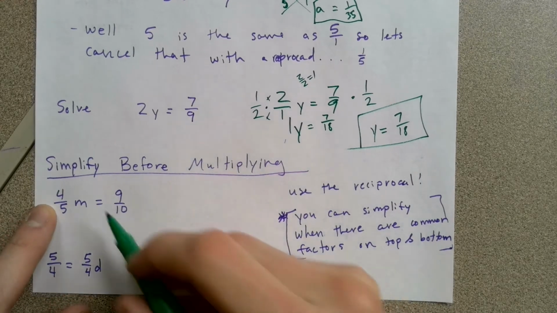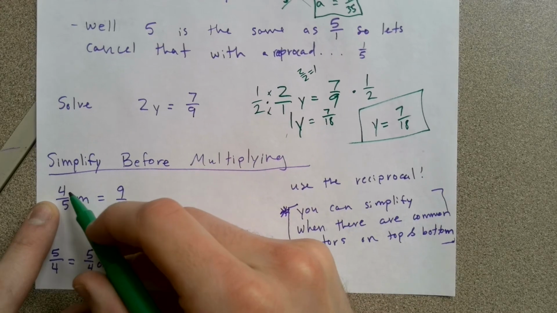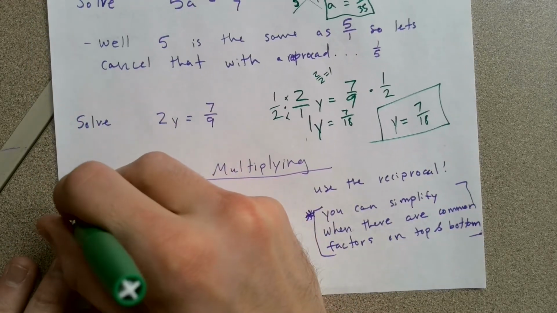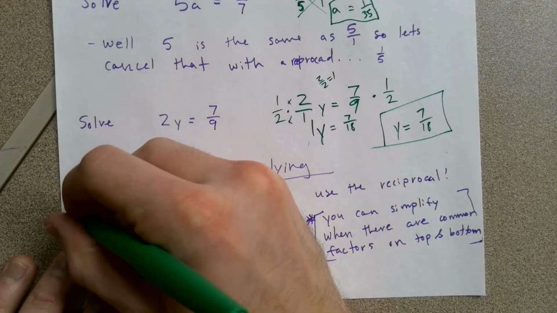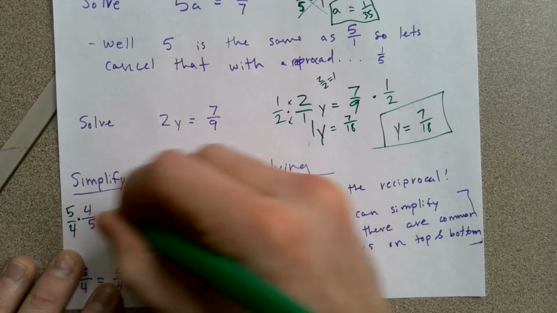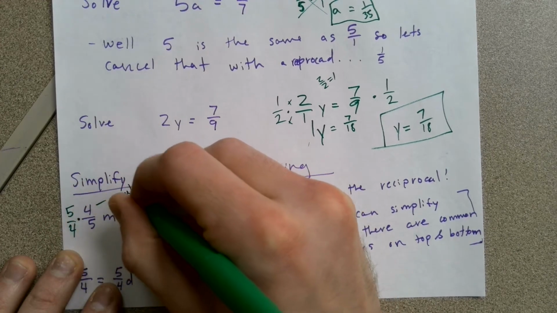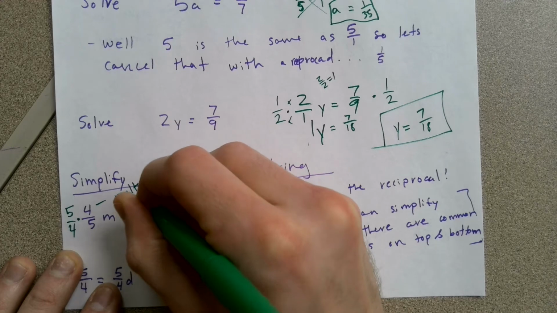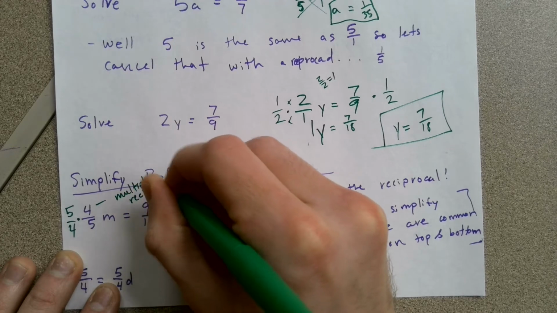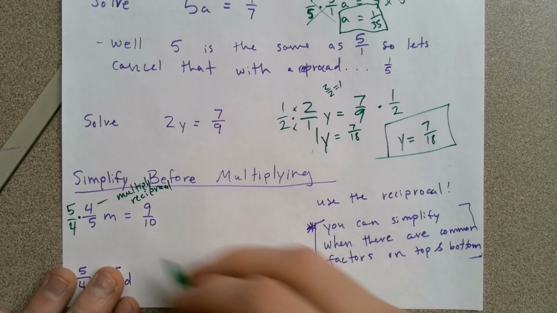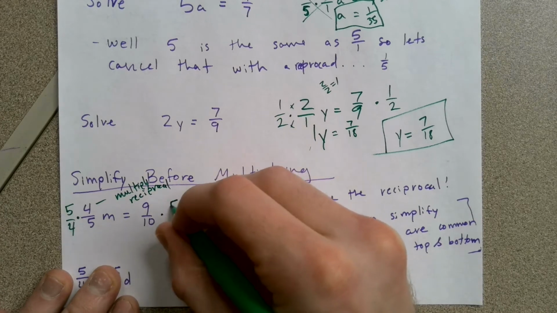So right here, I'm thinking, how can I get m by itself? Oh, well, look at this. They already set us up a fraction. All we're going to do is multiply by the reciprocal, because we know we can cancel out that 4/5. Whatever I do to one side, I have to do to the other.